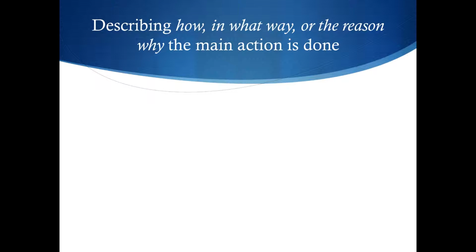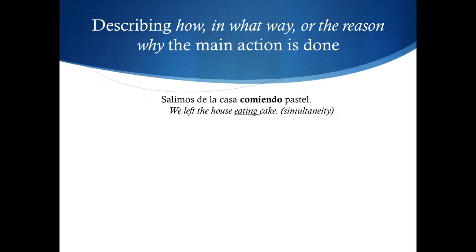The gerund is used describing how, in what way, or the reason why the main action is done. Salimos de la casa comiendo pastel. We left the house eating cake. Simultaneity. How did we leave the house? Eating cake? Well, that's not how, because they didn't use cake to leave the house. It's simultaneous. Salimos de la casa comiendo pastel.